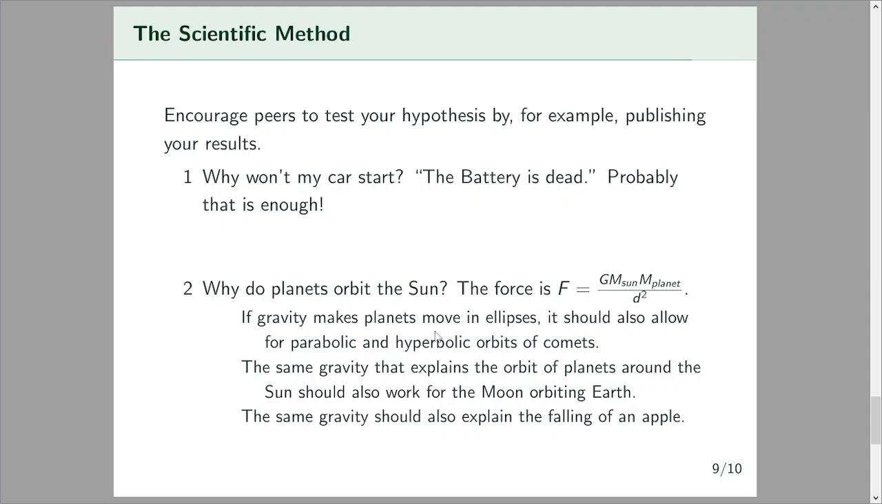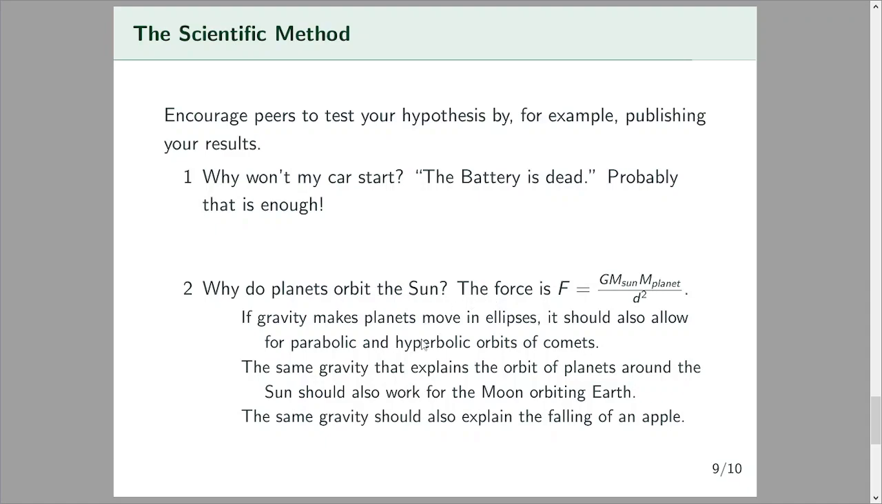if gravity makes planets move in ellipses, maybe it should also explain the orbits of comets, right? So comets follow usually either parabolic, sometimes elliptical, but parabolic or even hyperbolic orbits. And so if it's the same force of gravity, it should explain the orbits of comets as well. In fact, it did. That was tested. The same gravity, as I was saying earlier, that explains planets moving around the sun should also work for the moon orbiting the Earth, or an apple falling, and so on.